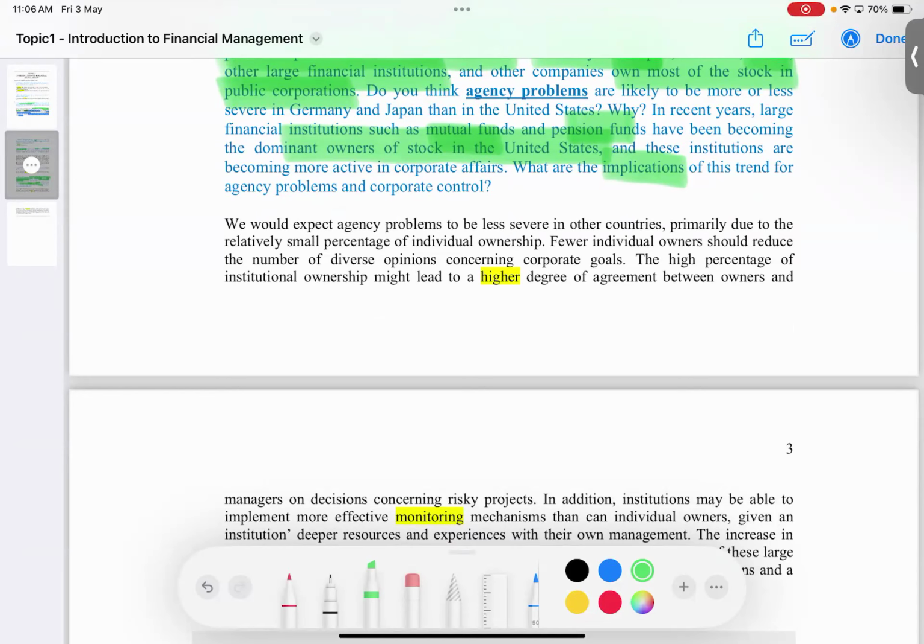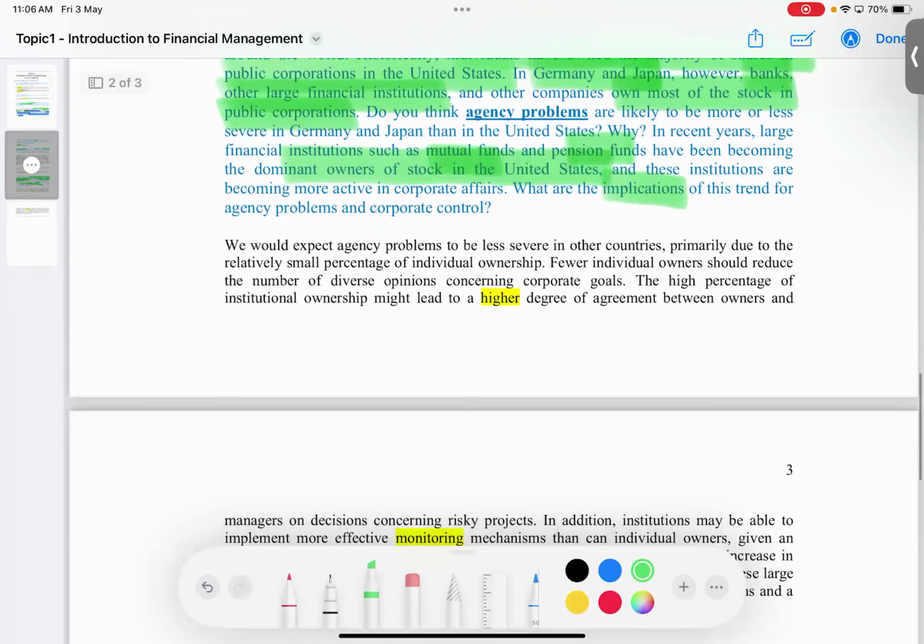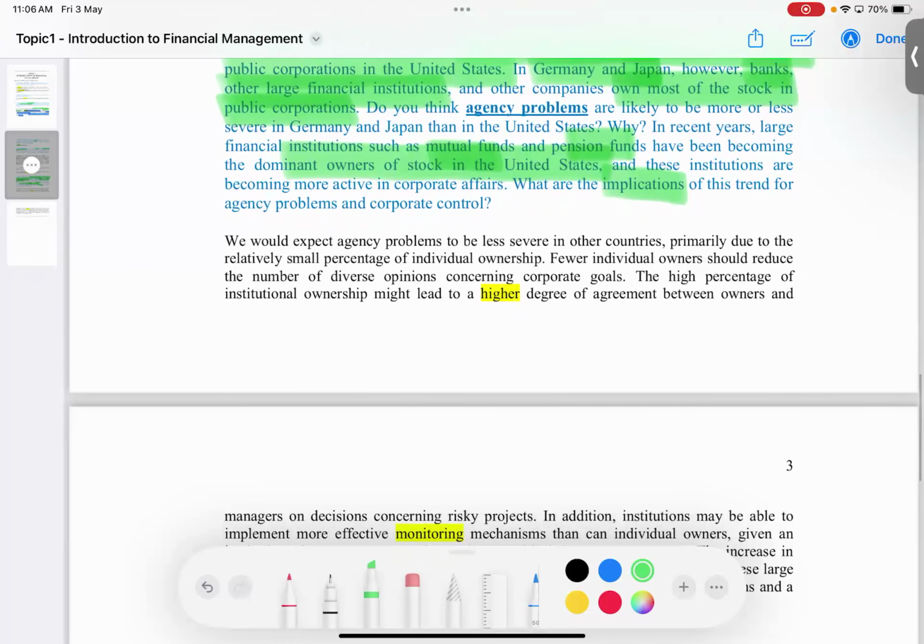This is what we said about the agency problem just now. If you have more individual shareholders, then goals will be less likely to be aligned. So there will be more conflict of interest and more agency problems. But if you have more institutional shareholders, that means the banks and mutual funds, everyone has a big stake in the ownership of the business and there are fewer owners. So goals will most likely be aligned. Therefore, there will be fewer agency problems in Germany and Japan because they have banks and large financial institutions who own most of the stock in the corporations.